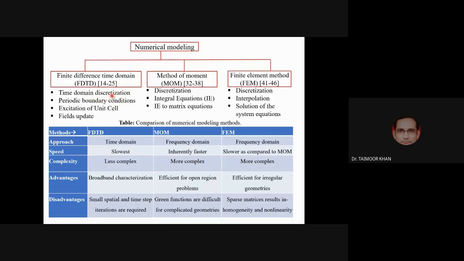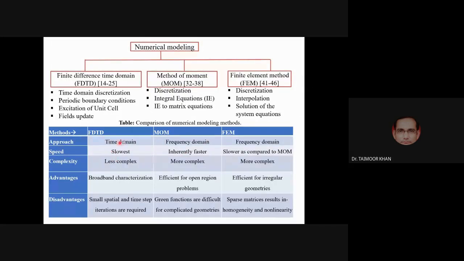The time domain discretization is used first, then we apply the boundary condition and the excitation of the unit cell, and finally we compute the fields radiated from that unit cell. For the method of moments, discretization is done, and then the discretization is represented in the form of integral equations. Then the integral equations are solved in matrix form using computer programming, by writing a few lines of code in MATLAB or C or some other language platform. Then discretization, interpolation, and solution of the system equation are the three common steps used for applying the finite element method for EBG structures.